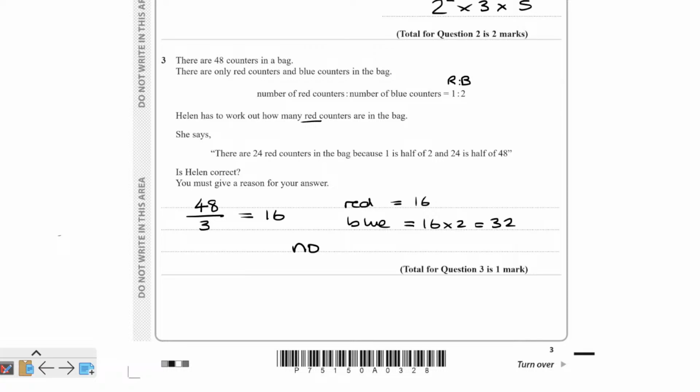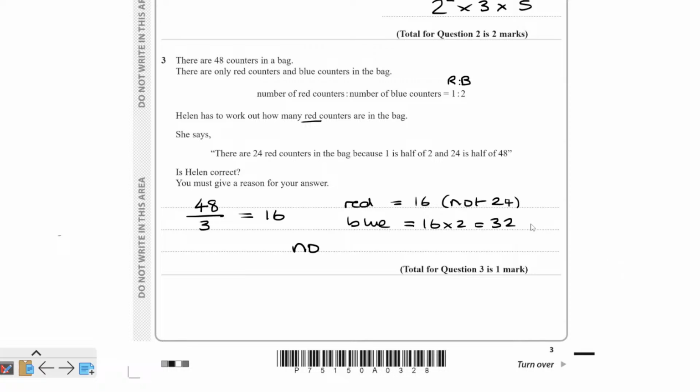So if I look at the mark scheme, you obviously have to say no, but you have to give a reason why, which we've done in the working there. So we've said that red is 16. Yep, they've accepted that as an answer. One of the list of acceptable answers is there are 16 red counters. Obviously, you can see we've basically written that there. You could put in brackets, if you wanted, not 24, because she said 24, didn't she?